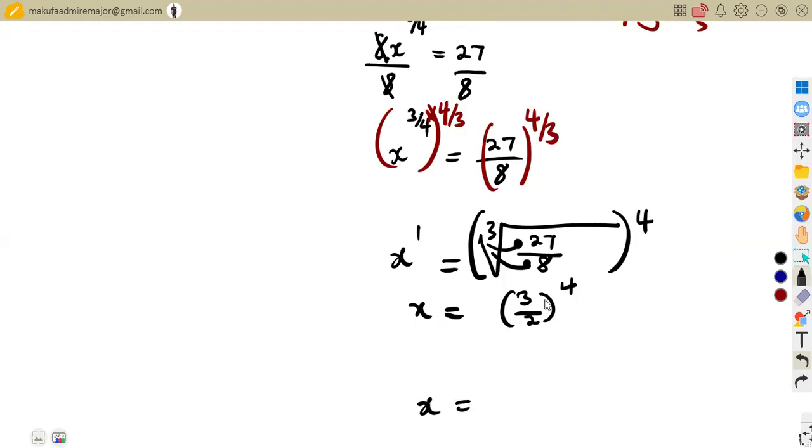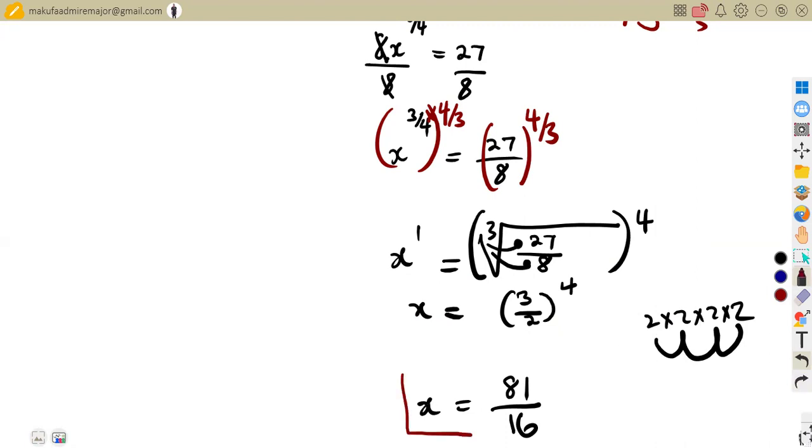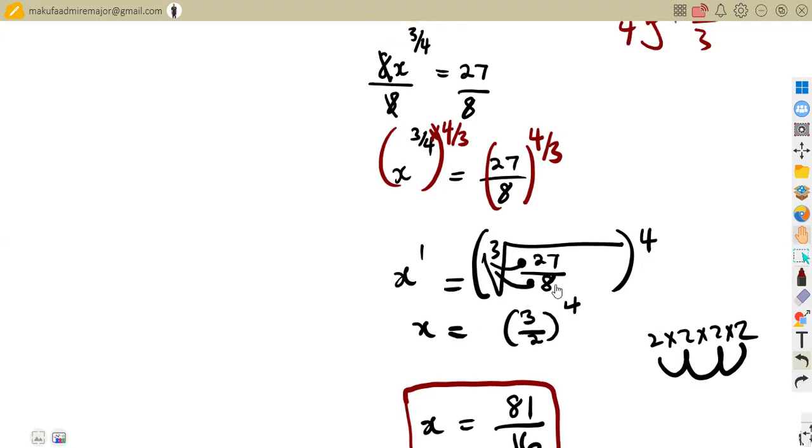So x will be 3 to the exponent of 4. You multiply 3 times 3 times 3, 4 times. So that will be 81 over 2 to the exponent of 4. You multiply 2 times 2 times 2 times 2, 4 times. That will be 16. 2 times 2, 4. 4 times 2, 8. 8 times 2, 16. So this is the value of x that is going to satisfy the equation that we are given.